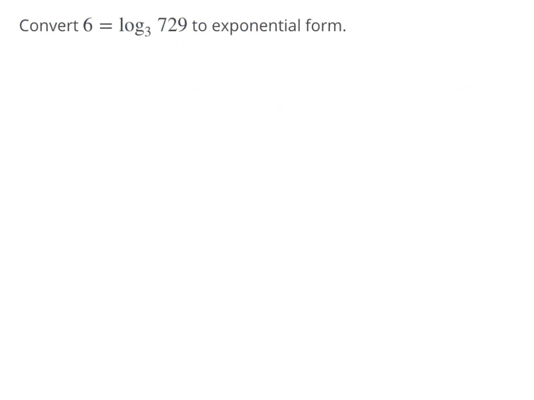All right, let's do some more. So let's convert this logarithmic equation, 6 equals log base 3 of 729, to exponential form. So we identify the base, 3, and the exponent, 6, and write 3 to the 6. And that has to be equal to whatever number is left, 729.